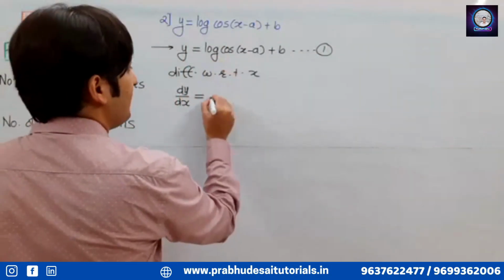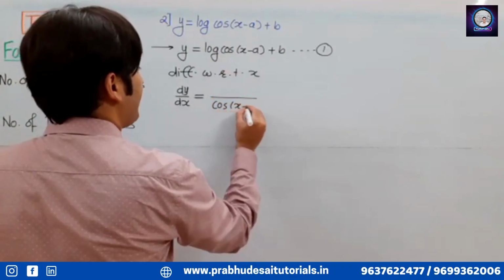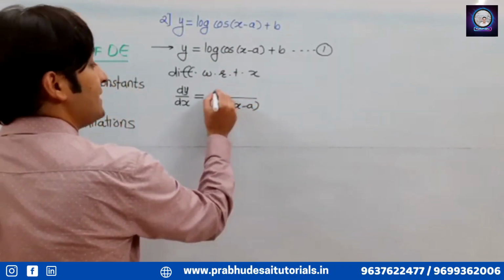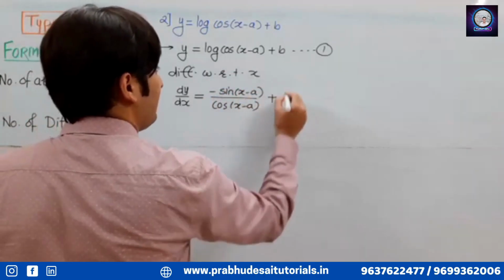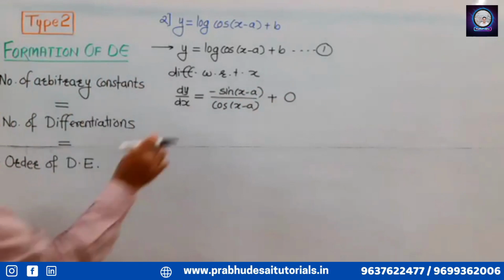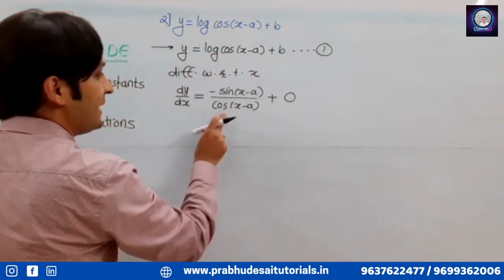Derivative of log is 1 upon cos of x minus a into derivative of cos is minus sin of x minus a plus derivative of b is 0. This is chain rule. Log of cos is 1 upon cos. Derivative of cos is minus sin.